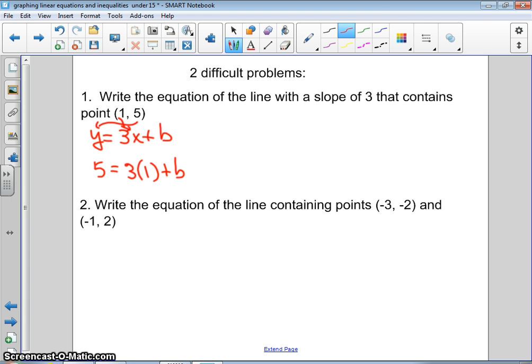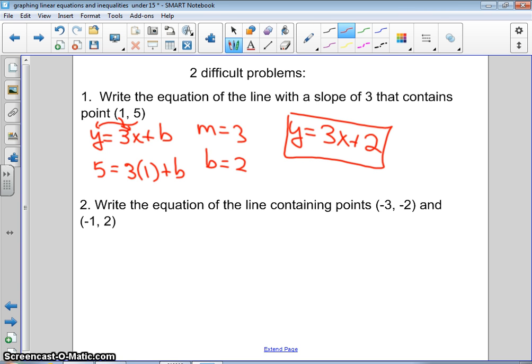Now, since b is 2, and we already knew that the slope was 3, we can go straight to our final answer. y is equal to 3x plus 2. So, although that's a tough question, if you understand how these things fit together, you should be feeling pretty good about it. The second one has an extra step. We've got to calculate the slope using the slope formula, and then we're going to do it the exact same way. Go ahead and give this one a shot on your own.